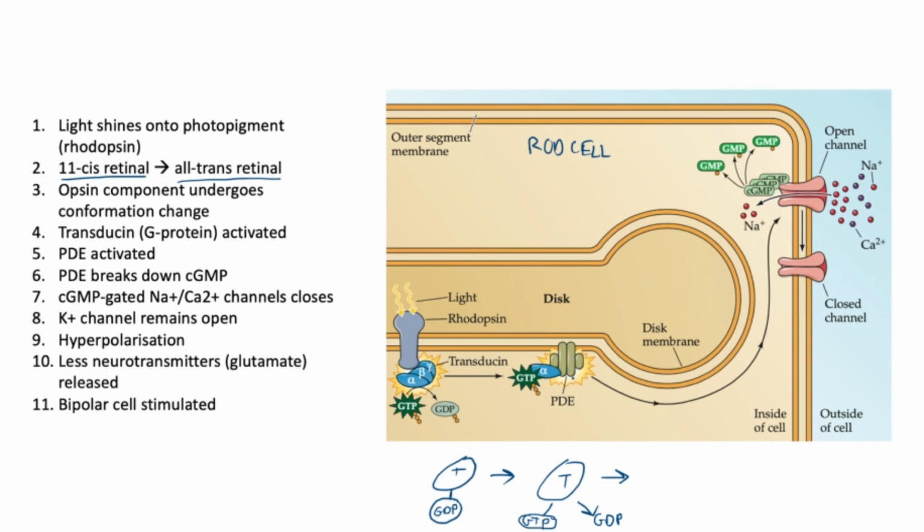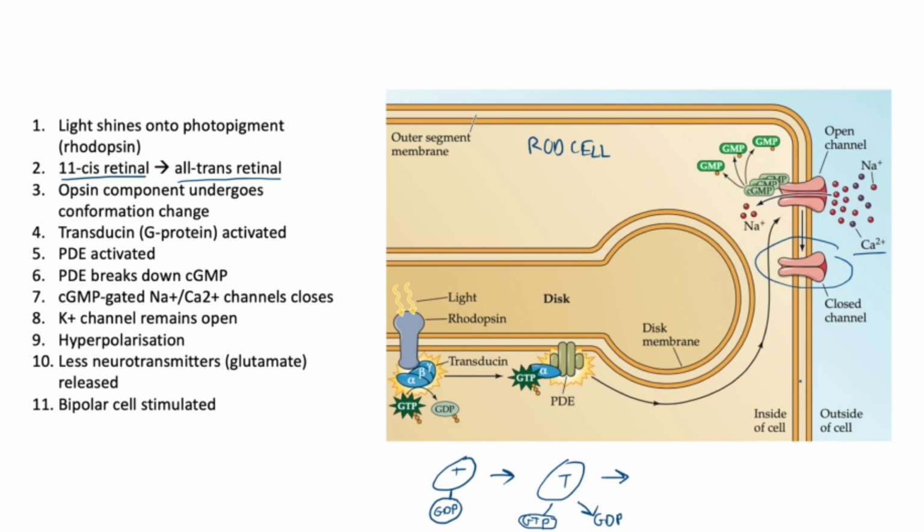Phosphodiesterase is an enzyme that breaks down cGMP. Now, cGMP in the rod cells is normally bound to this cGMP-gated sodium-calcium channel. When cGMP is bound to this channel, there is an influx of sodium and calcium. Now when cGMP gets broken down, cGMP levels inside the cell decrease and there are fewer bound to these channels. So these channels get closed, and more of them close.